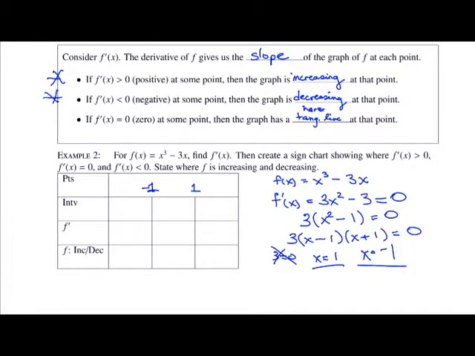Next, we think about the domain of the original function. Since this was polynomial, the domain is negative infinity to infinity. We write the intervals that are created by the separations with these partitions. So this first interval is negative infinity to negative 1. The middle interval is negative 1 to positive 1. And the last one is positive 1 to infinity.